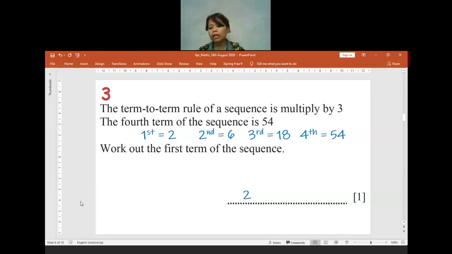This is question 3. Is there anything that you need to ask for the question 3? We already have the fourth term. The fourth term is 54, and then we have to find the earlier term. The term to term rule is multiplied by 3, so to find the previous one, we need to divide it by 3. No, there is no A, B, C, D at the question 3. Question 3 only this one. So the answer will be 2.